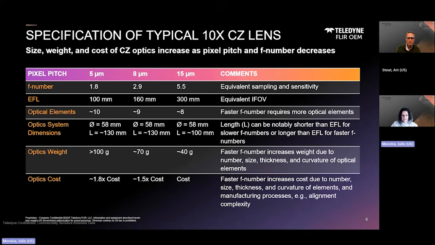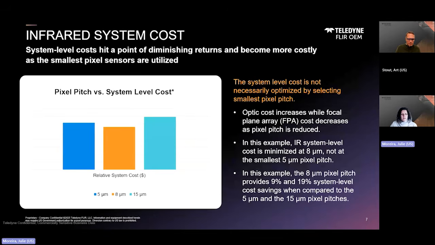In short, size, weight, and cost of a continuous zoom optic increase as the pixel pitch decreases from 15 microns to 8 to 5 microns in this particular example. So now we're moving on to overall system cost. The system level cost includes both the optics and the camera module cost, which includes the die, wafer, cryocooler, and other subcomponent cost inputs to that camera module cost.